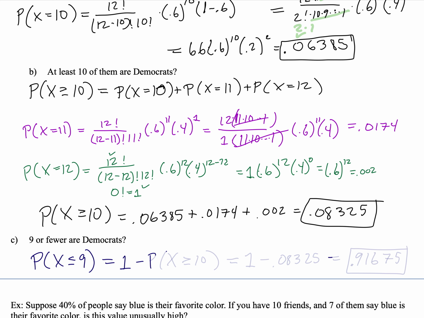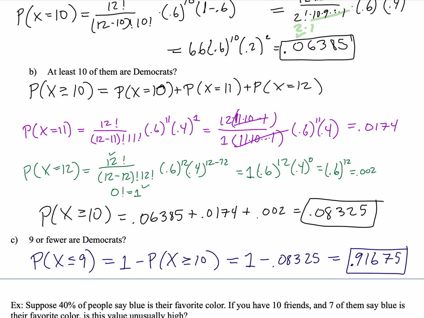But a faster way to do that, especially given what we've already calculated, is to use the complement. So this is 1 minus the probability that x is greater than or equal to 10, because either x is greater than or equal to 10, or x is less than or equal to 9. Those two events are complementary events, since this is a discrete distribution, and we can't have something like 9.2 here. So this is equal to 1 minus the probability we just calculated, 0.08325, and so that's 0.91675, our probability of that event.